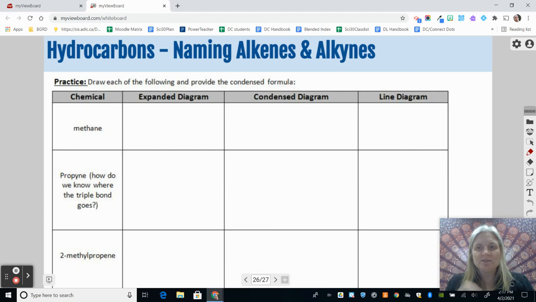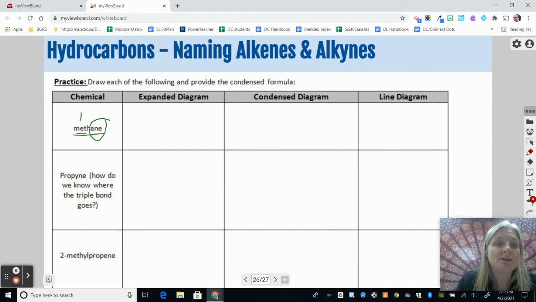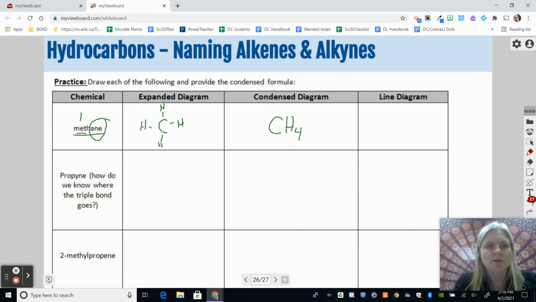All right, so these are some great places that you can do some practicing here. Let's take a look at some of these. So methane, pretty straightforward. Methane, we can actually just look up right in the data booklet. Ane tells us it's an alkane, so no double or triple bond. Meth tells us there's 1 carbon in the carbon chain, so the expanded diagram is just going to be 1 carbon with hydrogens all around it. Condensed, we're just going to write our carbon with our 4 hydrogens right beside it. And then the line diagram, I don't even think you can do a line diagram for that. Let's see, did I put the answer key in here? No, I did not. But I don't think you can do a line diagram because it would be a dot.